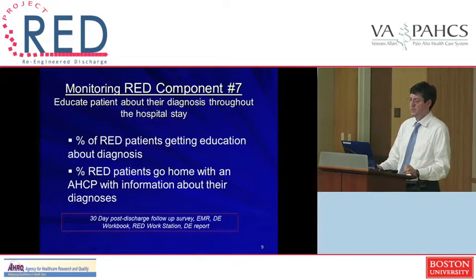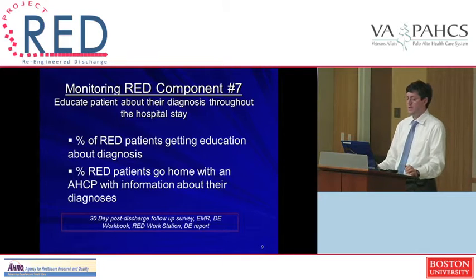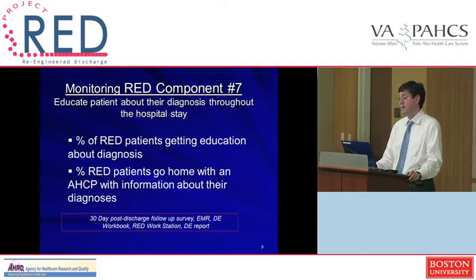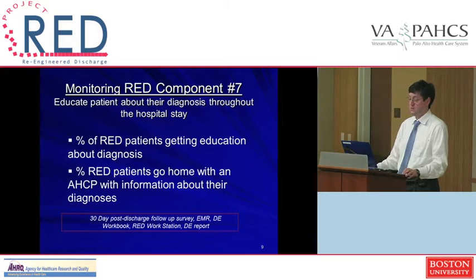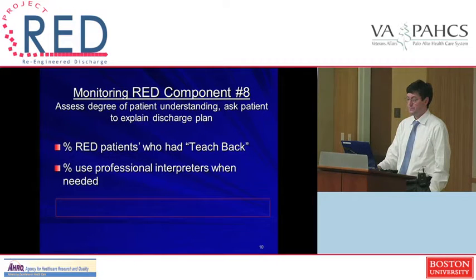Number 7 is to educate the patients about their diagnosis throughout the hospital stay. A reasonable metric is the percent of the RED patients getting education about their diagnosis as documented by the discharge educators, or the percent of RED patients who go home with an after-hospital care plan with information about their diagnosis in it, and that would simply be recorded in the software or in the workbook.